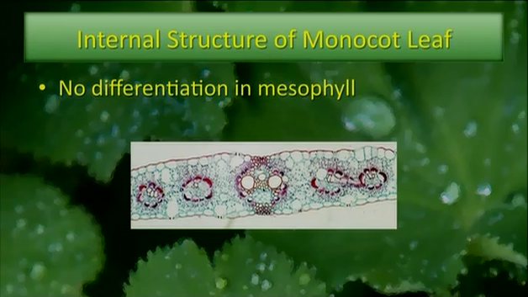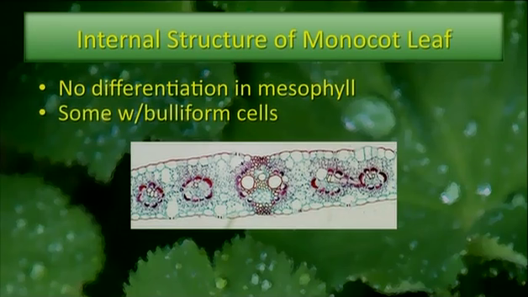Some have these bulliform cells, and what they'll do is they'll collapse when it's hot and dry, when the plant has lost some water. When the bulliform cells collapse, the leaf will either fold or curl up. They have developed this adaptation so that they can reduce transpiration, or loss of water from the leaves.